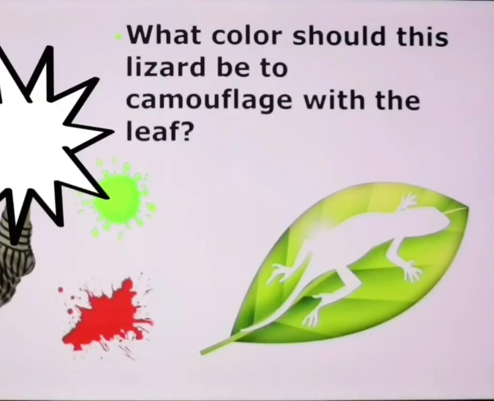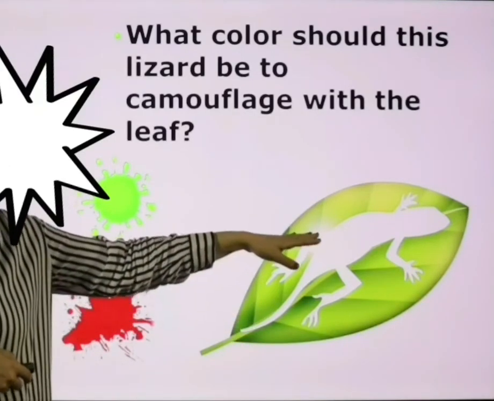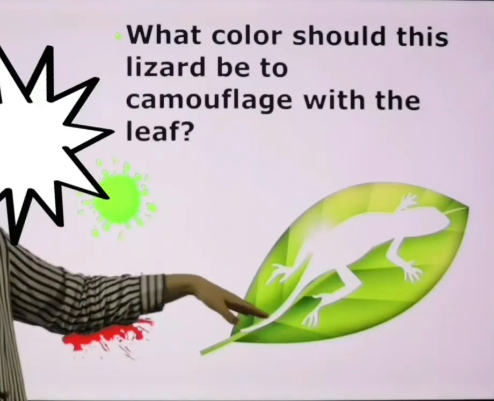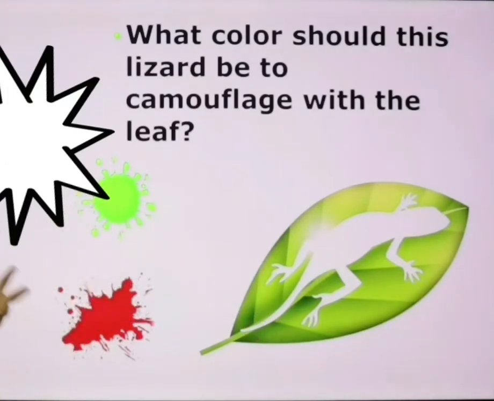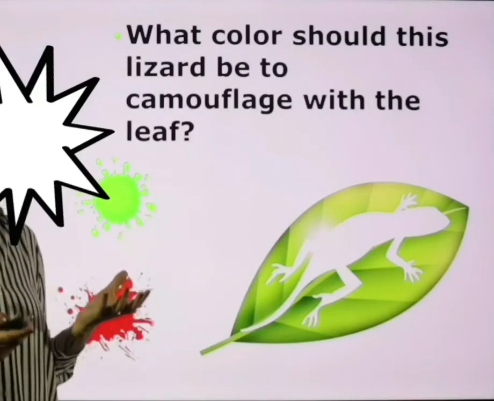What color should this lizard be to camouflage with the leaf? We can see that there's a green leaf and there's a lizard on this leaf. What color should this lizard be to blend in with the leaf? Would it be green or red? Which one do you think? I'll go for green, because this way the lizard will blend in with its surroundings and nobody can see it.